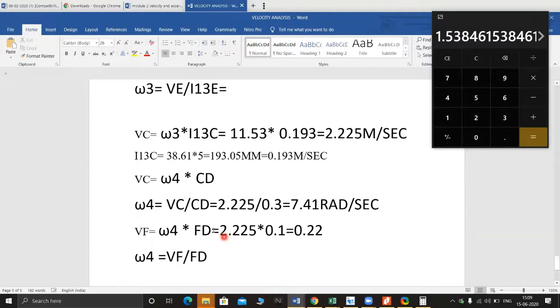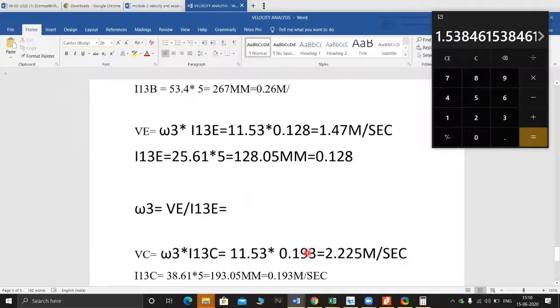Do it once again. Not 2.225, sorry. Omega 4 is how much? 7.41, here. 7.41 into 0.1, how much? 0.74 meter per second. That means we have completed all the unknowns now.